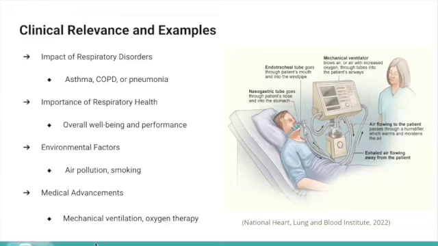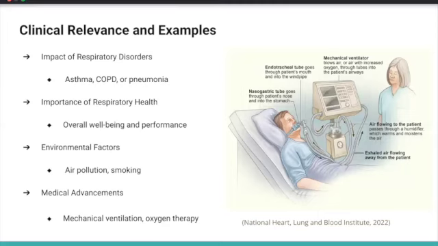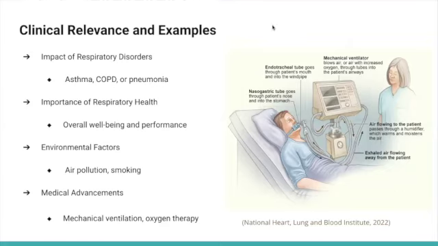Medical advancements, such as mechanical ventilation or oxygen therapy, as shown in the diagram, play a crucial role in improving outcomes for patients with respiratory diseases. Mechanical ventilation provides support to patients with compromised respiratory function, ensuring adequate oxygenation and ventilation. Oxygen therapy delivers supplemental oxygen to patients with hypoxia, optimizing oxygen levels in the bloodstream and tissues. These advancements help relieve symptoms, improve quality of life, and reduce mortality rates associated with respiratory disorders.